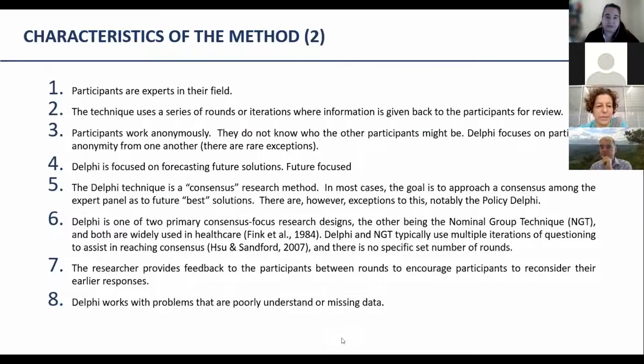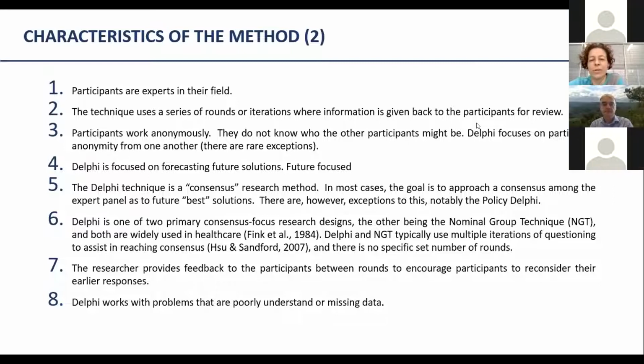Delphi works with problems that are poorly understood or have missing data. If we have information, if we have literature, or there is a consensus about one topic, we don't use this method because we have certainty. We have to work in uncertainty, in our doubts, in the space where we don't have any information, or have poor information, and we have to capture the knowledge of experts.